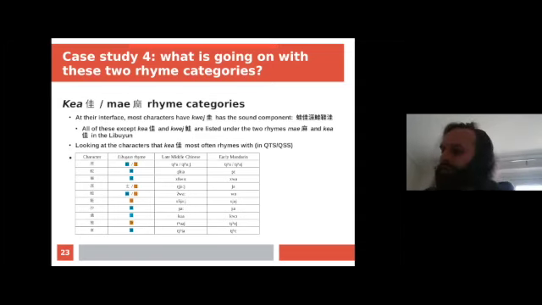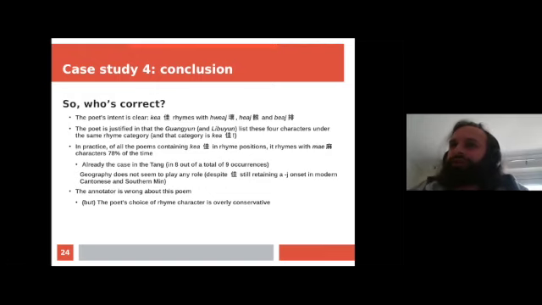Right, so what can we conclude from this? From the poem, it's clear the intent of the poet is to say this rhymes. The poet is justified in that all of the rhyme books seem to agree that this character has a J glide and rhymes with the huai, hai, and bai that we've seen.